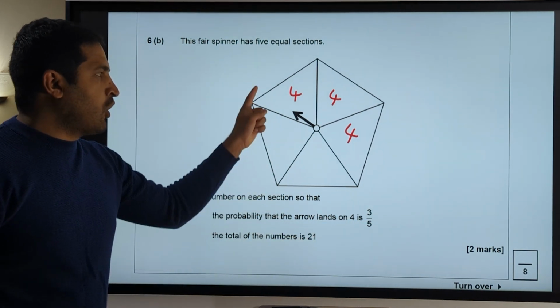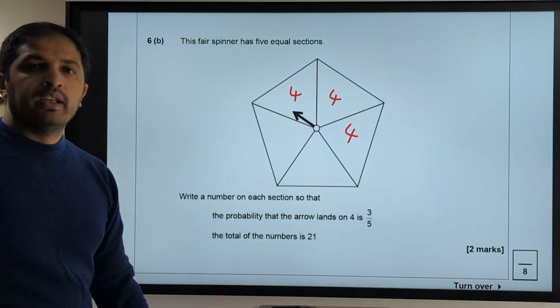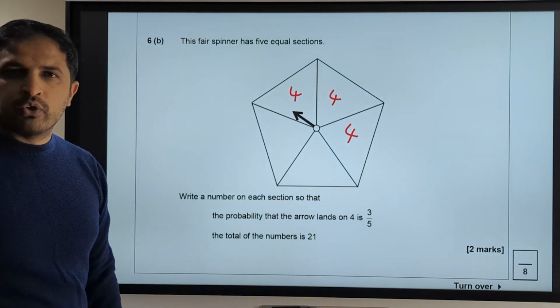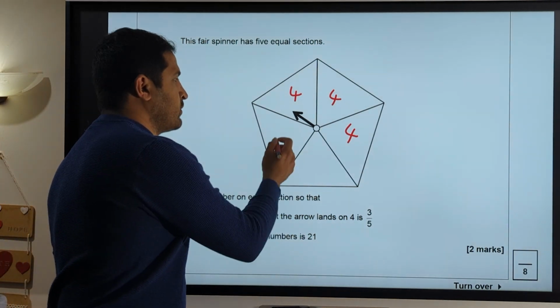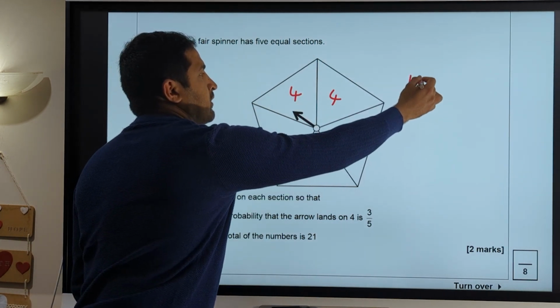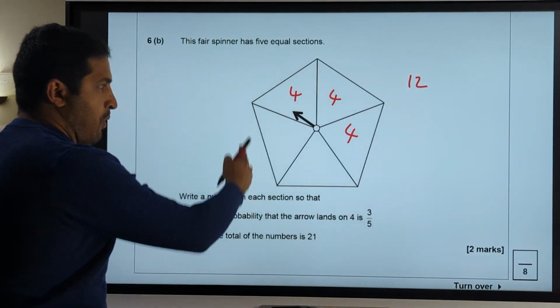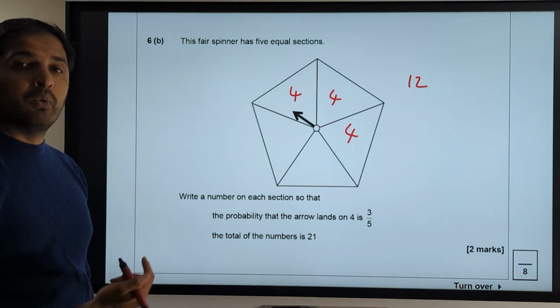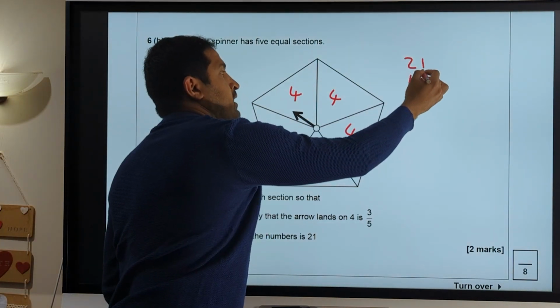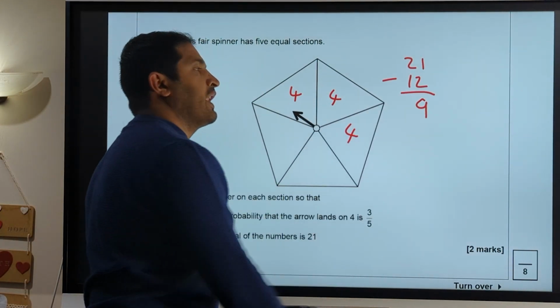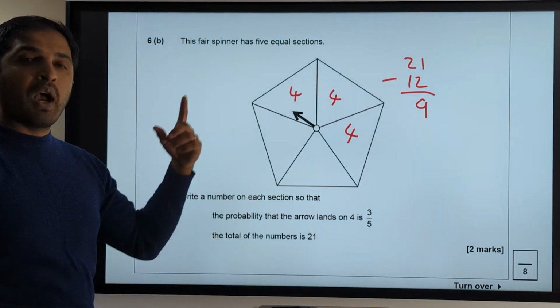And if the total of all 5 sections is 21, then you meet the second condition and you get your second mark. So we need to make sure that these add up to 12, and all 5 numbers need to add to 21. So we're doing 21, take away 12, which is 9. So we need these 2 sections to add up to 9.